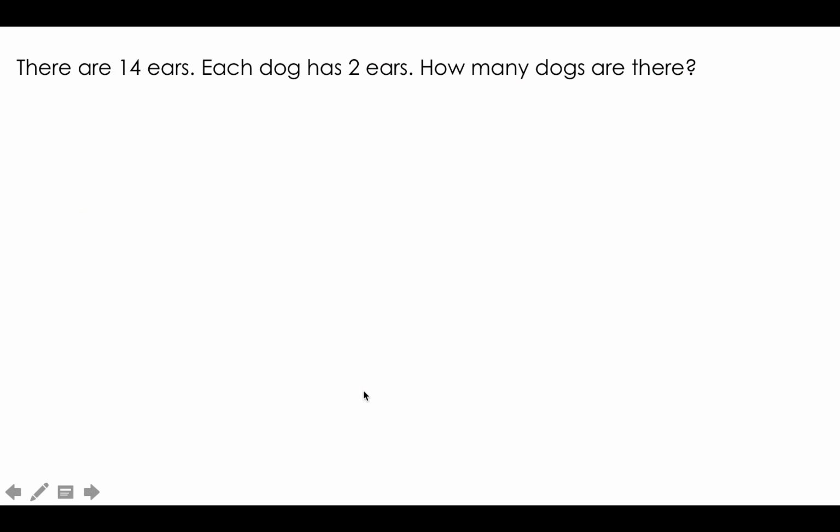All right, let's try this one. There are 14 ears. Each dog has 2 ears. How many dogs are there? So first, we need to look at our question. How many dogs are there? Let's restate that question. So we will restate the question by saying, there are blank dogs.